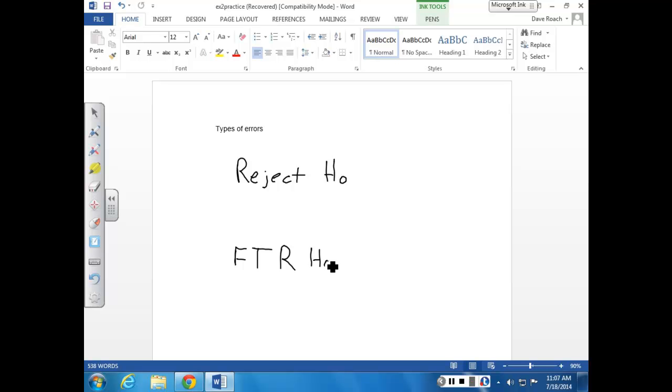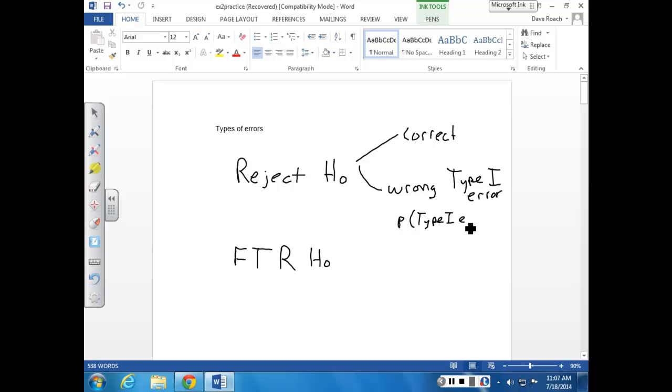It could be true. So if you reject H0, you could be correct, or you could be wrong. If you're wrong, you've made what's called a type 1 error, and the probability of a type 1 error is equal to whatever you set the level of significance to. Alpha, the level of significance.